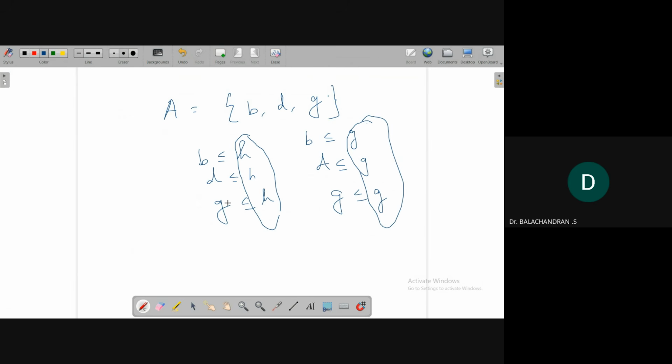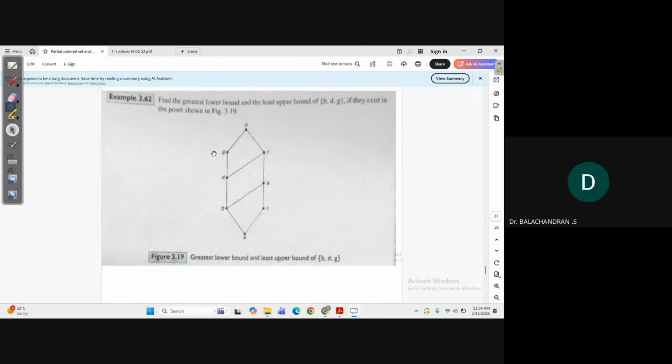So that means these two are upper bounds. Among these, which one is the least? G is the least, so G is the least upper bound. Similarly, for B, D, G, the lower bounds are A and B. The same idea again, the greatest one is B. So B is the answer.